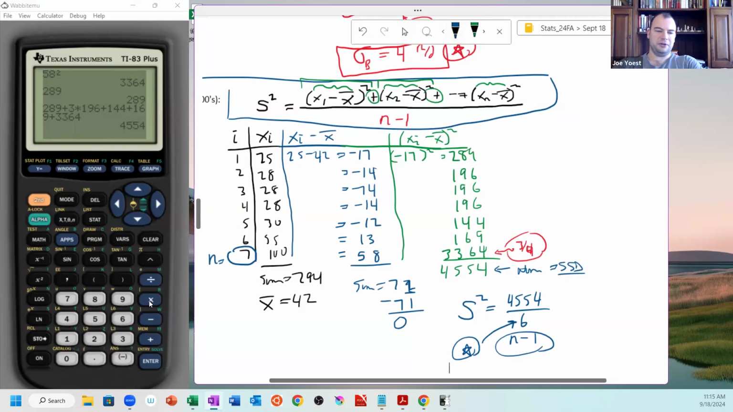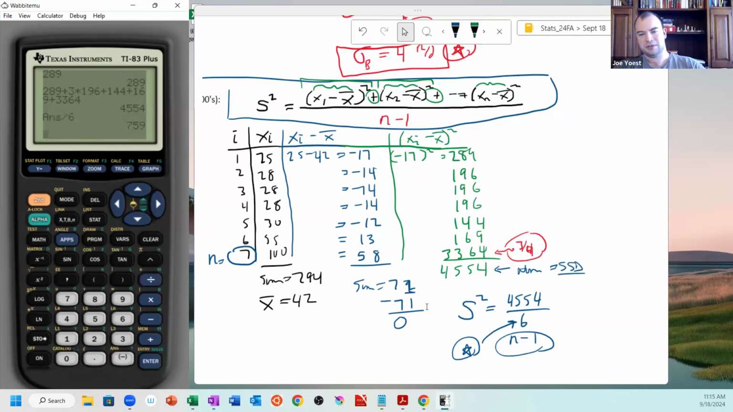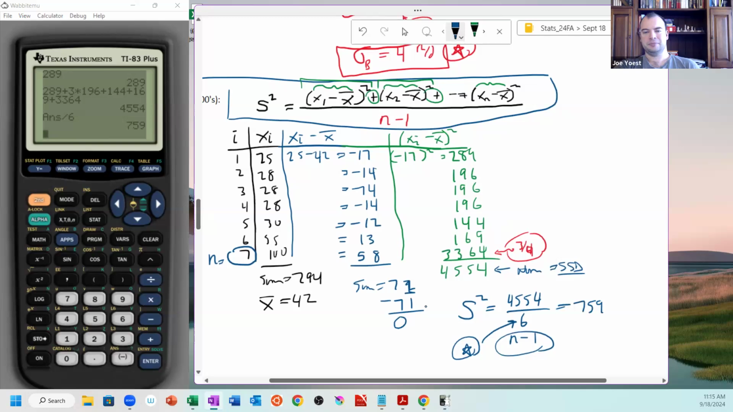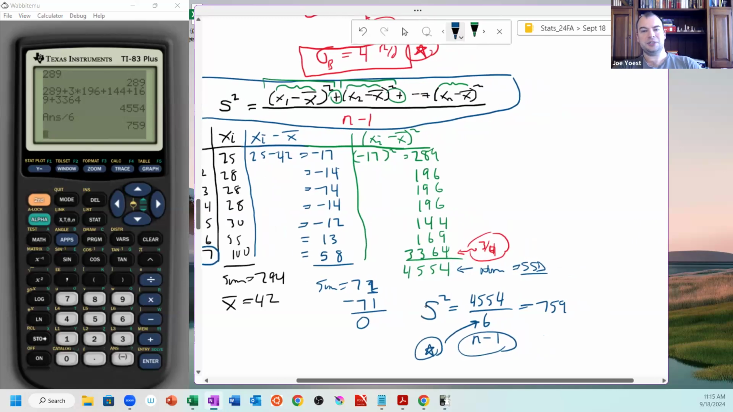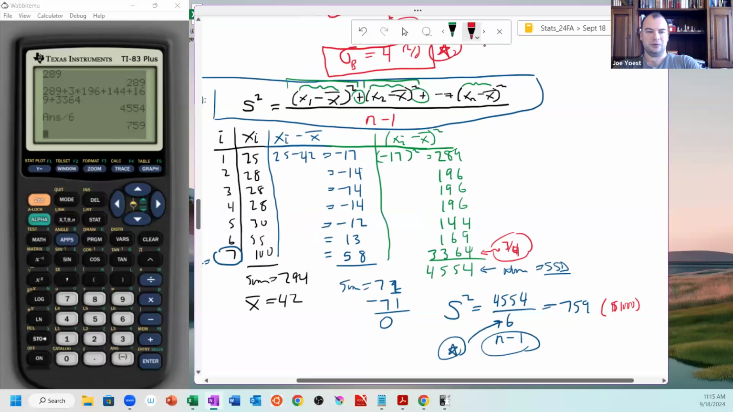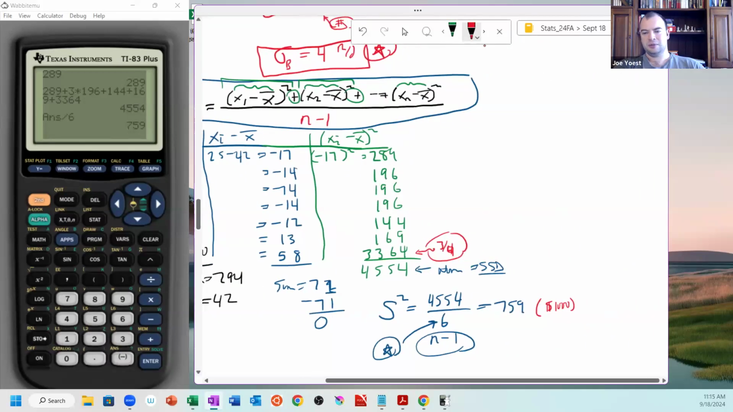Okay, so 4554 over 6. Let's come over here, divide by 6, 759. And keep in mind, just like before, this is a number that carries square units. The original data was in thousands of dollars. This is in thousands of dollars squared.